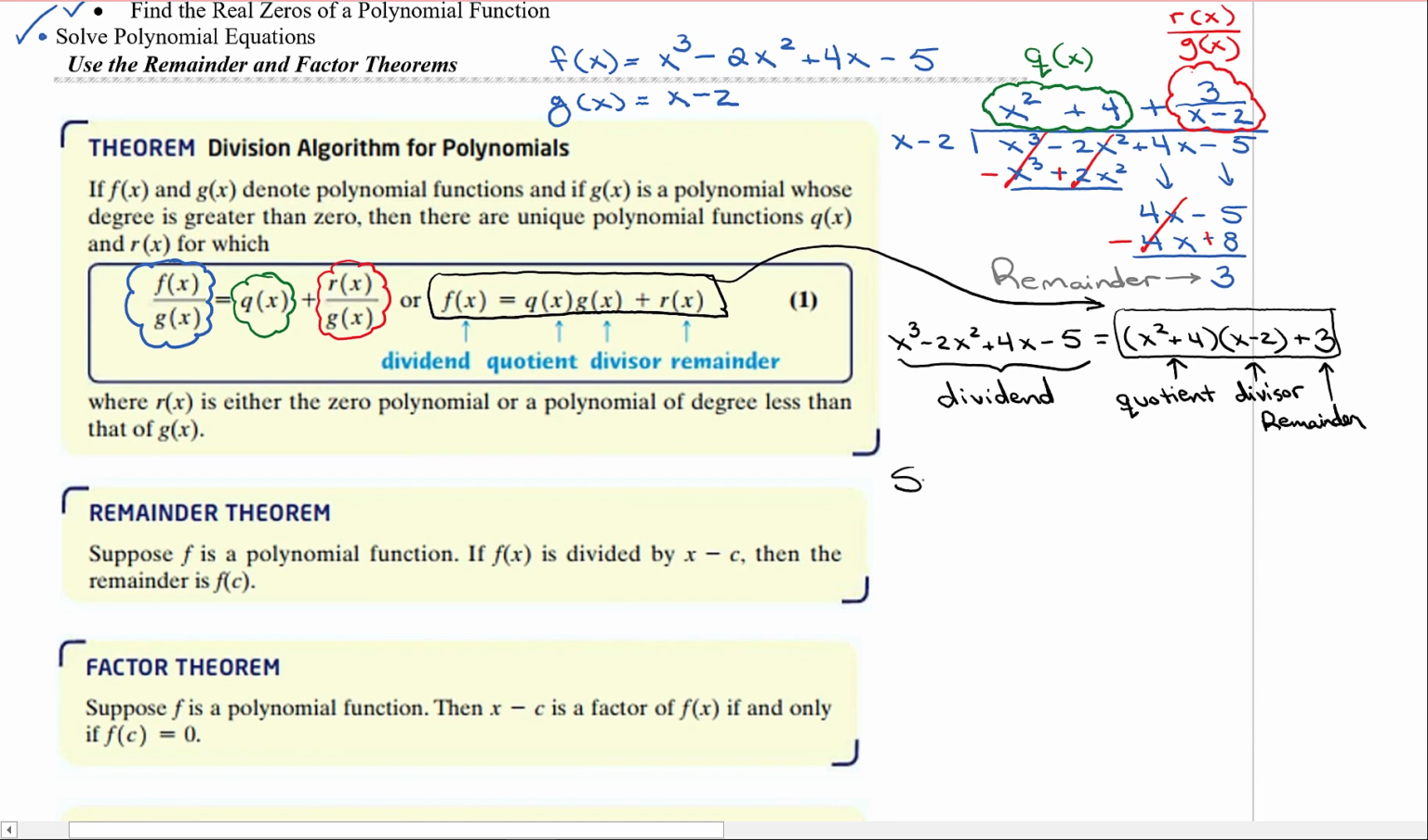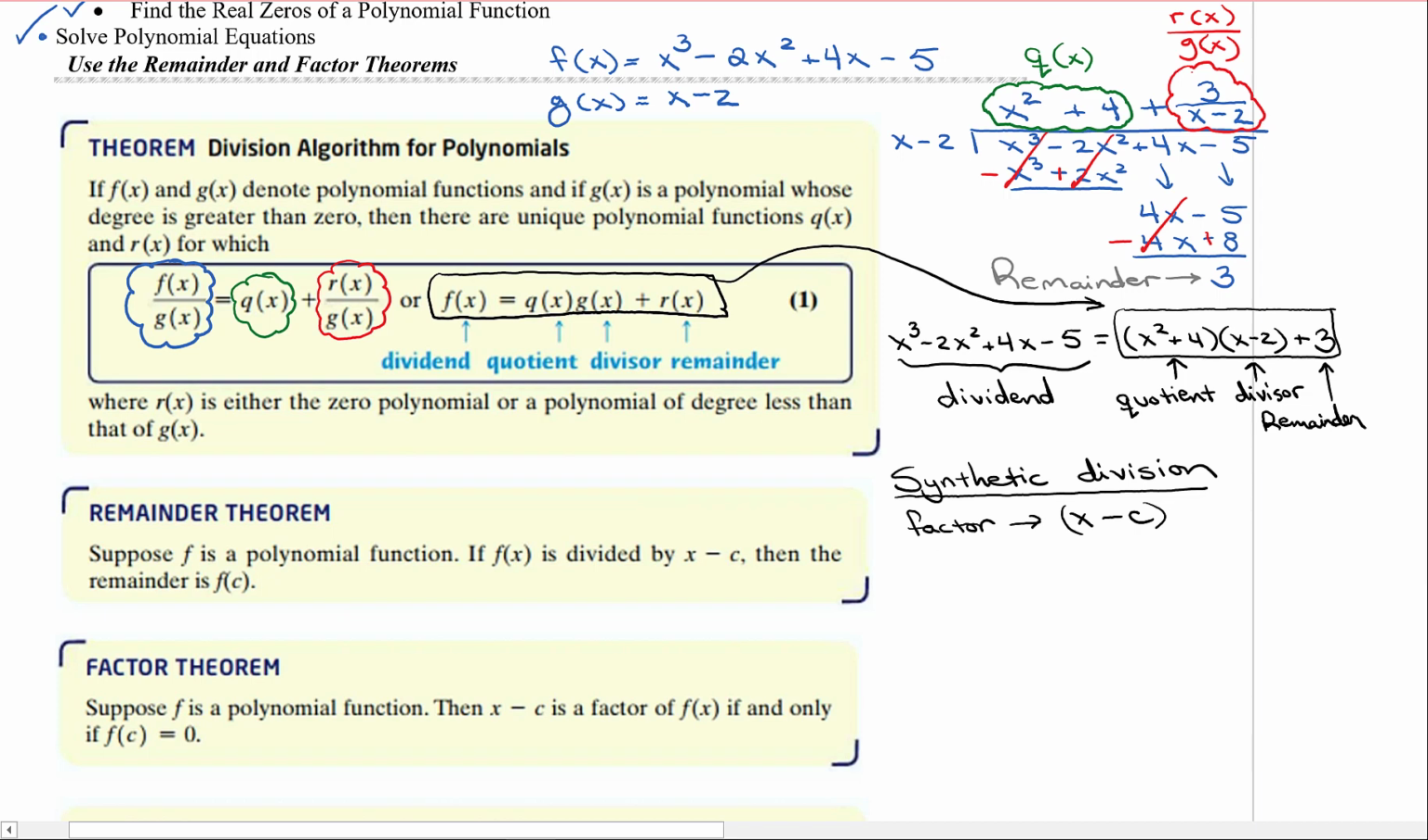Remainder theorem. Suppose f is a polynomial function. If f of x is divided by x minus c, then the remainder is f of c. Now, I'm going to do a little bit of synthetic division to show you another way to do this, because this gives you a sense of seeing that factor, that x minus c part that you see in the remainder theorem. It just helps it make more sense.